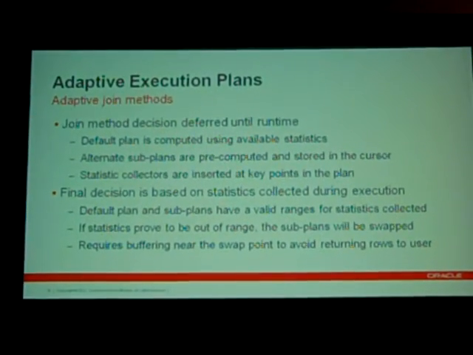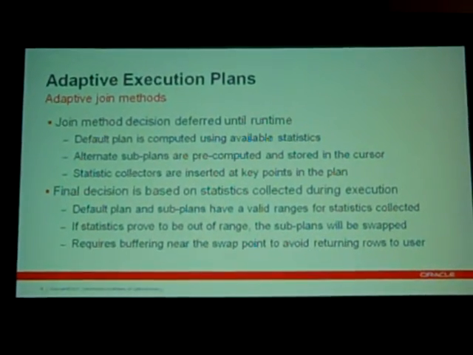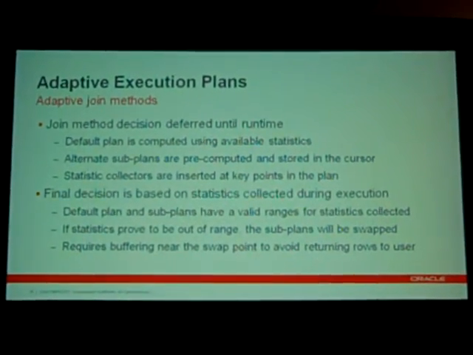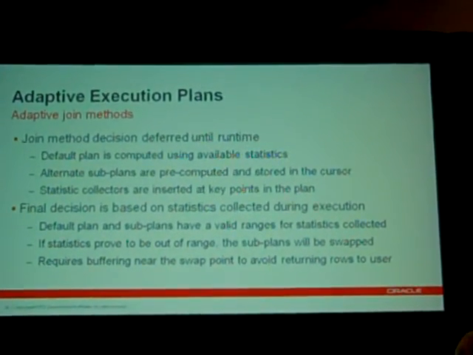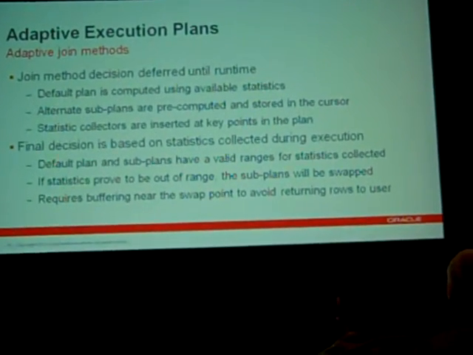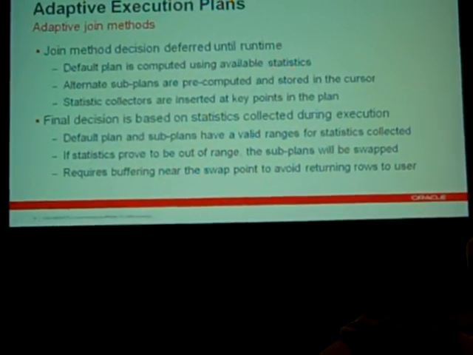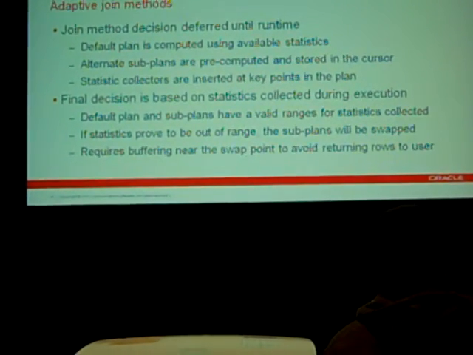And we're making that decision based on the information that's going to be collected in these buffers or statistics collectors that will be inserted into the plan for you. Once we've made that final decision based on the information that's come in the statistics collector on the first execution, we'll use that same plan for the subsequent executions, and we'll disable that buffering.